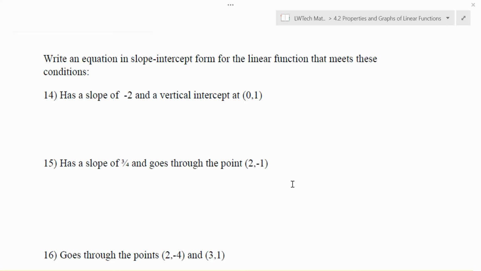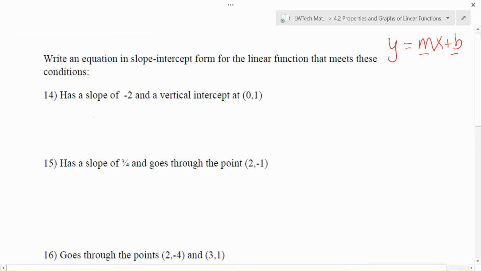Keep in mind that the slope-intercept form of an equation is y equals mx plus b, where m is the slope and b is the y-intercept. So in each of these problems, it's going to be our job to figure out the slope and the y-intercept. All right, let's take a look at our first example here.